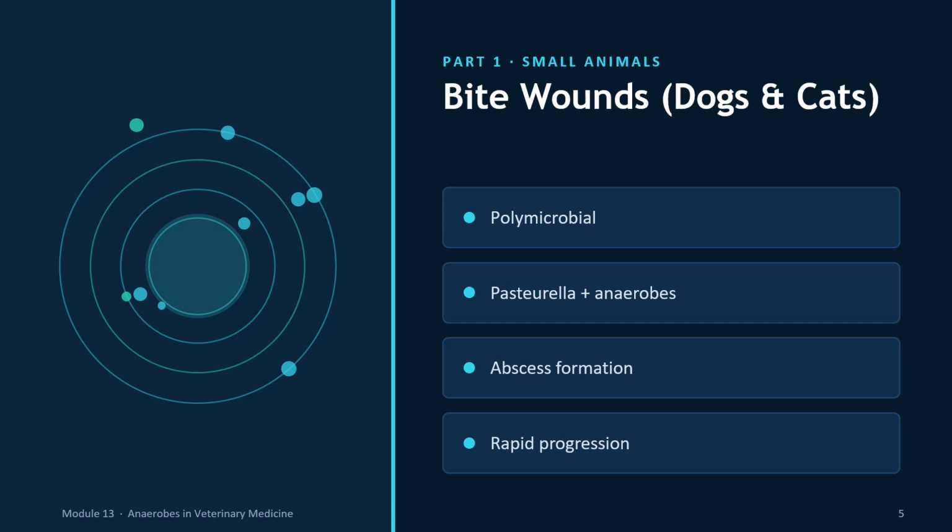Dog bite wounds are classic anaerobic infections. Cat bites inject bacteria deep into tissues, creating a perfect anaerobic pocket. Pasteurella grows first, consuming oxygen and lowering redox potential. Anaerobes then flourish, leading to abscess formation within 24 to 48 hours. This is why bite wounds swell so quickly and why drainage is essential.